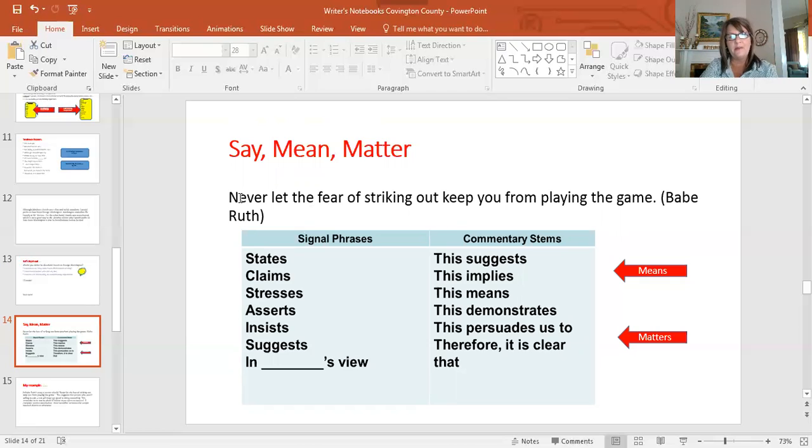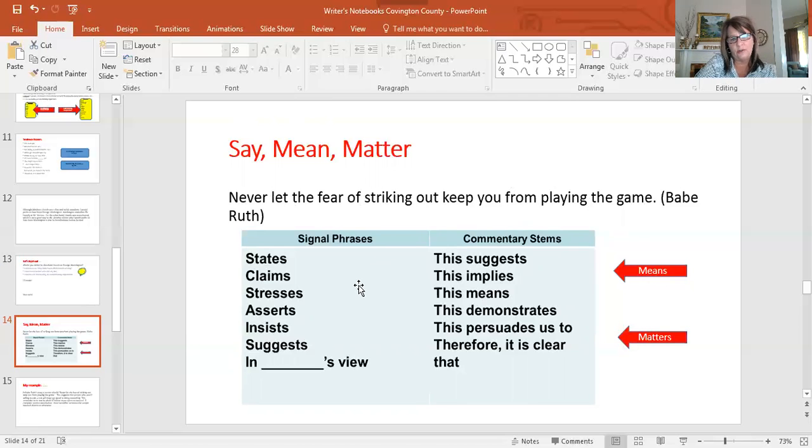So let's just play with this one. Babe Ruth, a famous baseball player who had the home run record. And here's something he said: never let the fear of striking out keep you from playing the game. All right, so what we're going to do is play around with this quote, never let the fear of striking out keep you from playing the game.